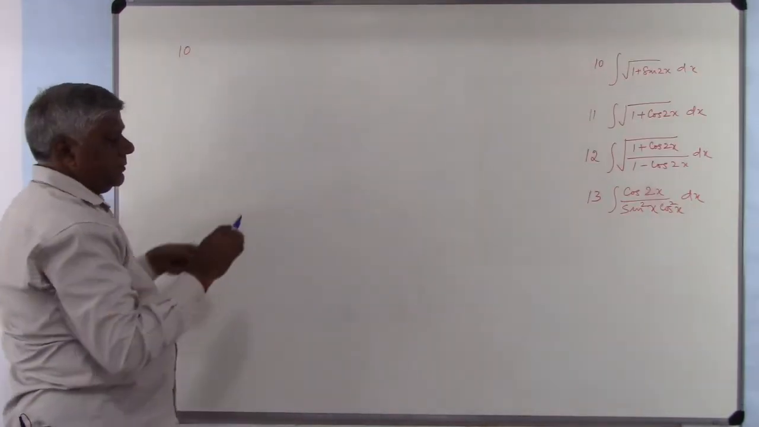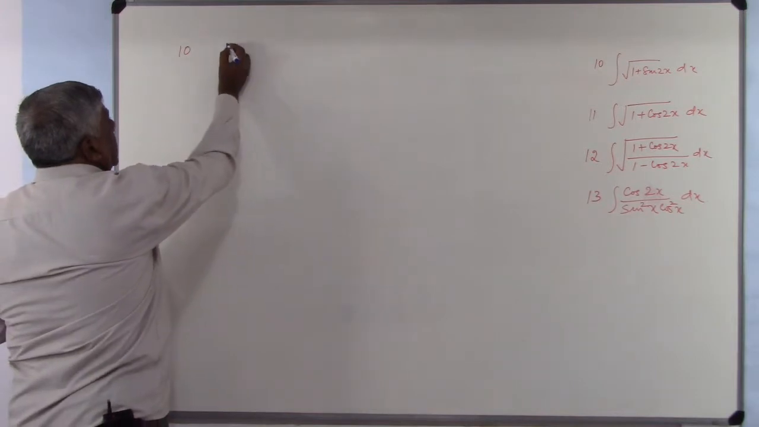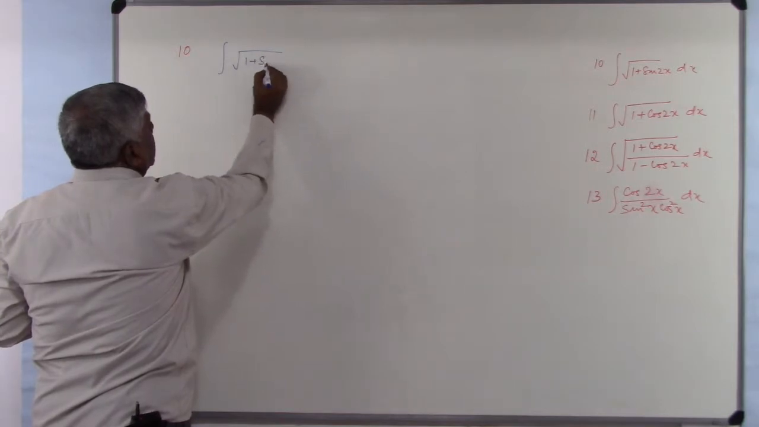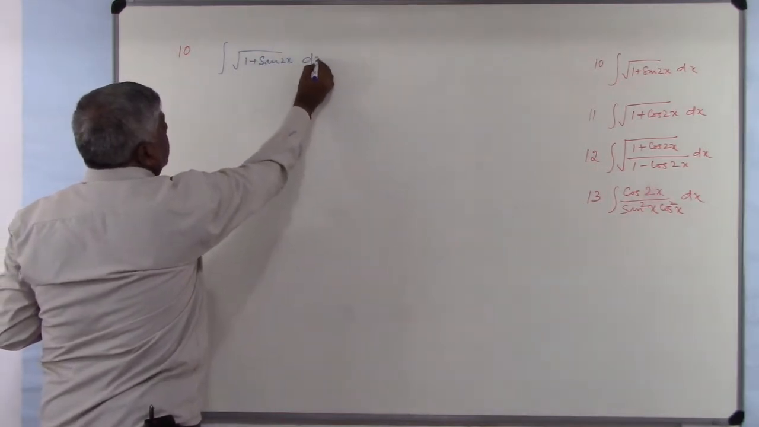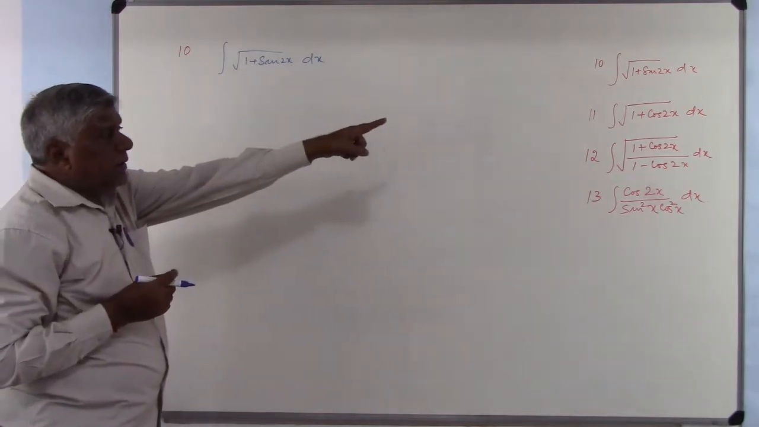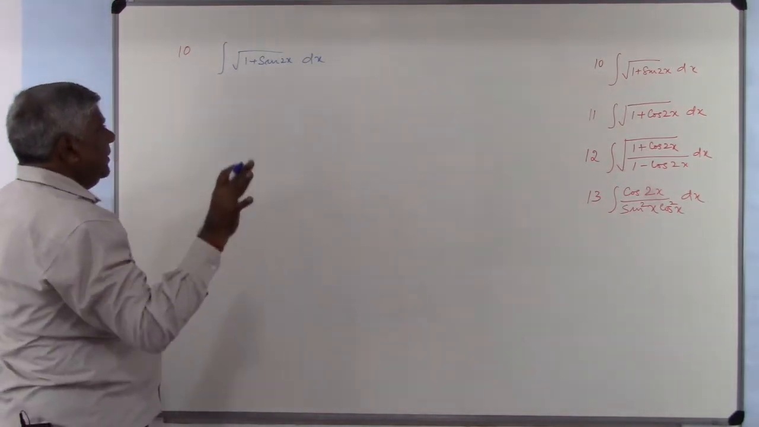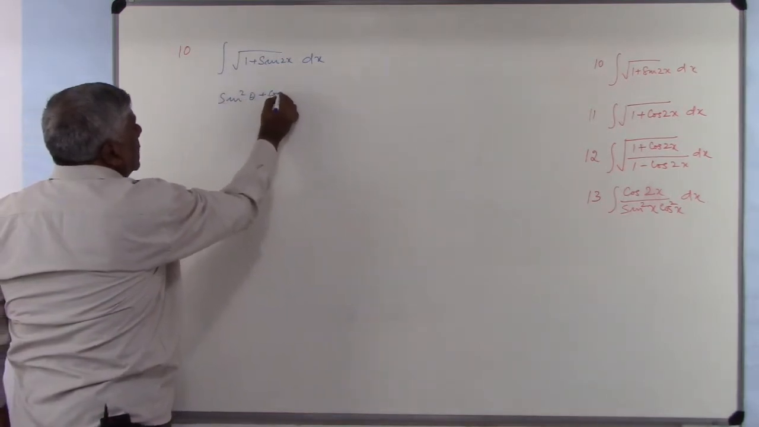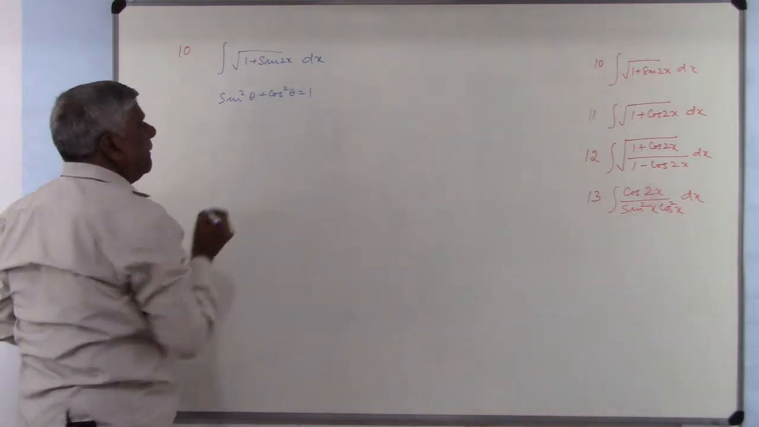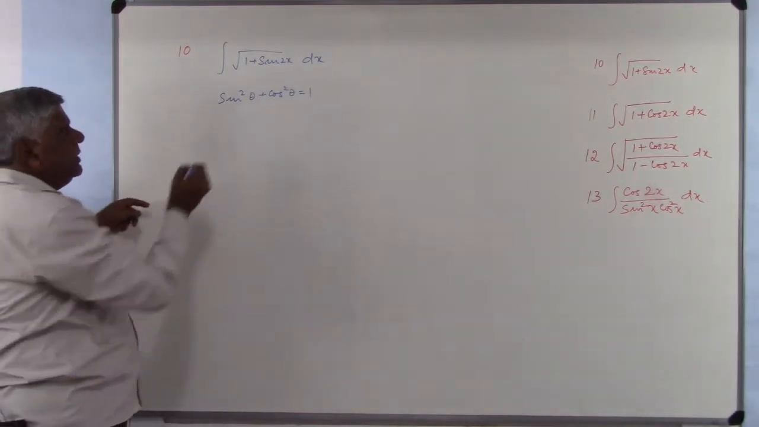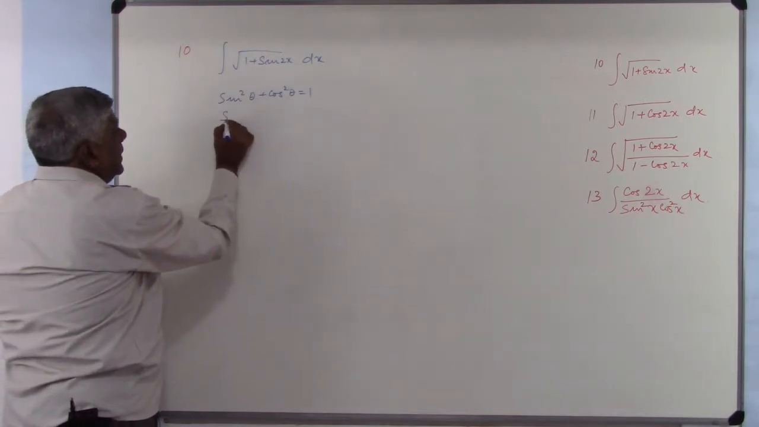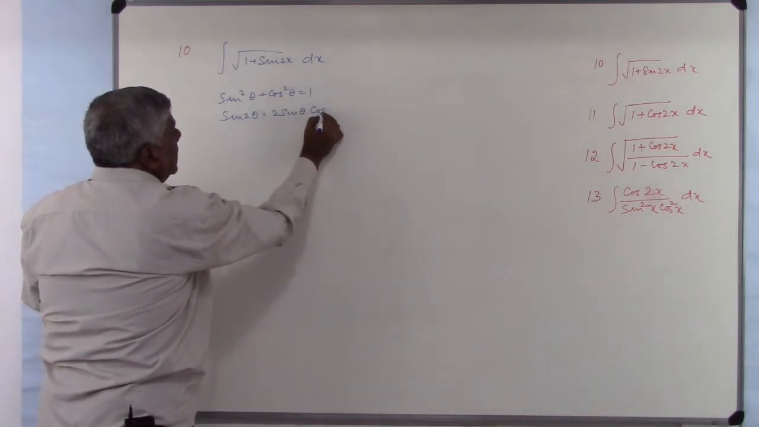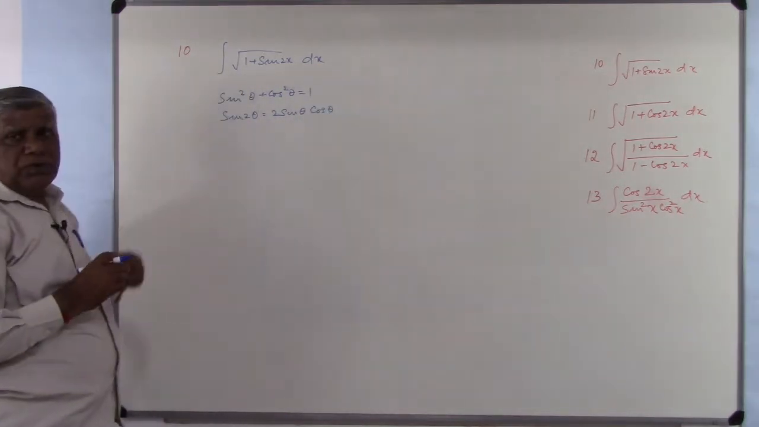Okay, now see, integral root of 1 plus sine 2x dx. Basically we should know one formula: sine square theta plus cos square theta is equal to 1. This is one formula you should know before solving this problem. Now sine 2 theta is equal to 2 sine theta cos theta. This is another formula you should know.